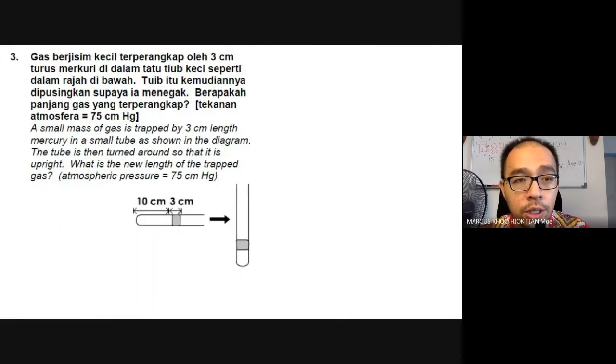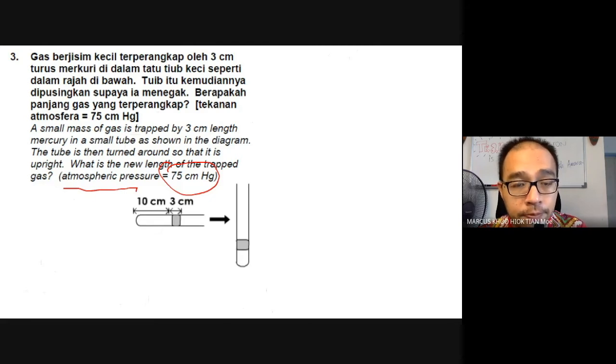Third situation. A small mass of gas is trapped by a 3 cm length of mercury in a small tube as shown in the diagram. The tube is then turned so that it is upright. What is the new length of the trapped gas? So in this situation, notice that the atmospheric pressure now has changed to another different unit, which is 75 cmHg. So we need to consider this situation.